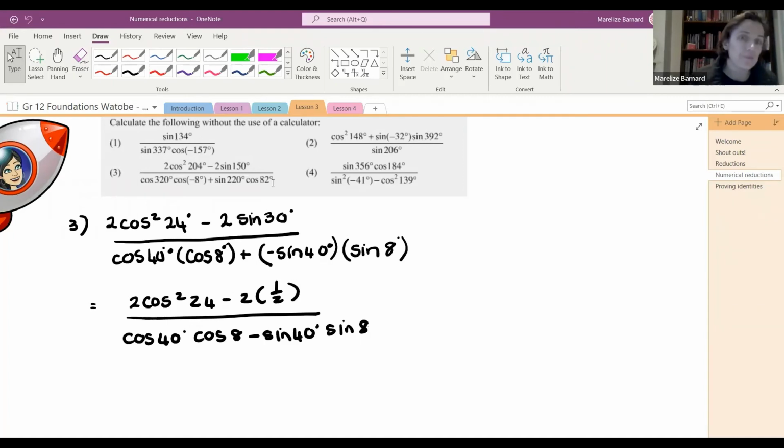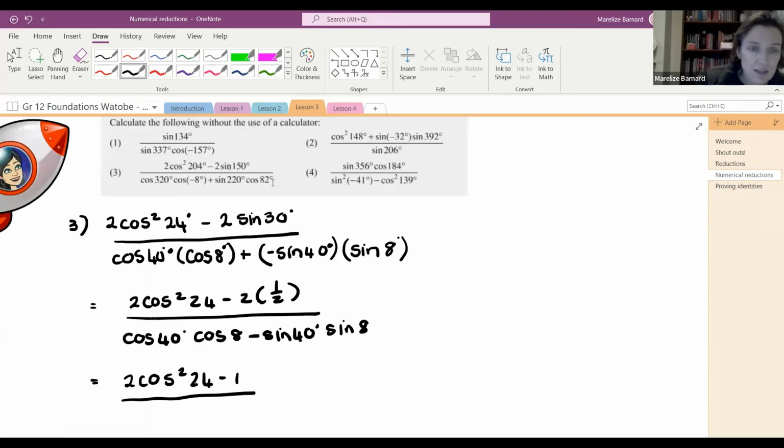So we've just applied our 90-degree rule there. Okay, so in the next step, all we do is we change the sine 30 to a half. And now you'll see that the magic happens, because we can go 2 cos squared 24 minus 1, which is double angle. And then cos 40 cos 8 minus sine 40 sine 8 is cos of 40 plus 8.